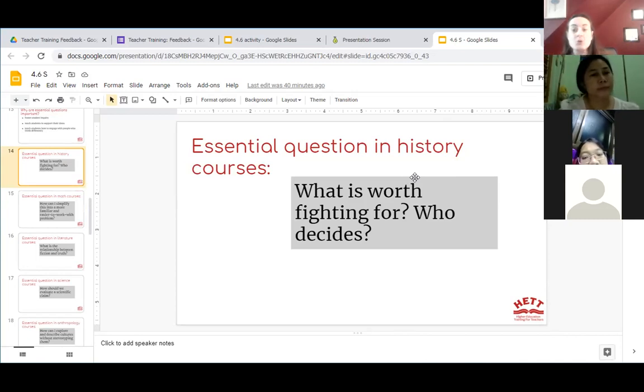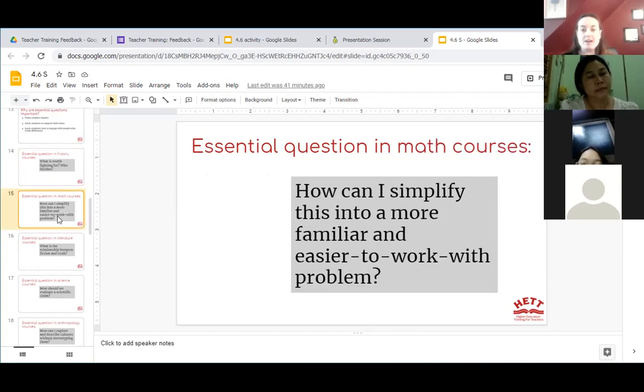but say with the coup, it's something that's useful. Who decides what's worth fighting for? When there's a coup in Myanmar, who makes that decision? Who decides what is worth it? So it's not just classroom based, it's applicable outside as well.